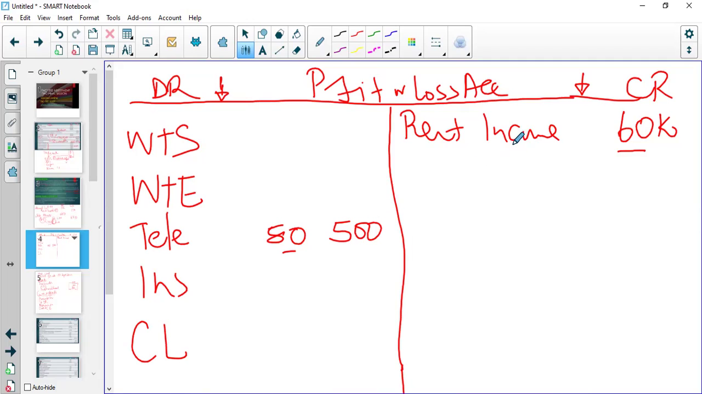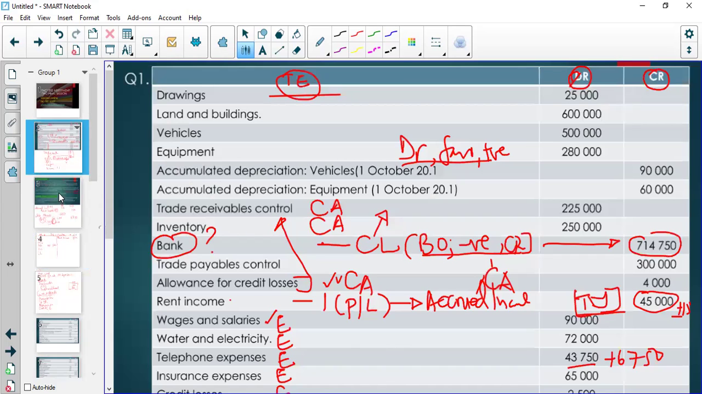The total rent income that you should have received this year is 60. Whether you received it or not is not the point of the profit or loss. The profit or loss is about what is supposed to have been paid, what is supposed to have been received. Whether paid, whether received, it's something else. Right? So we have done this adjustment.